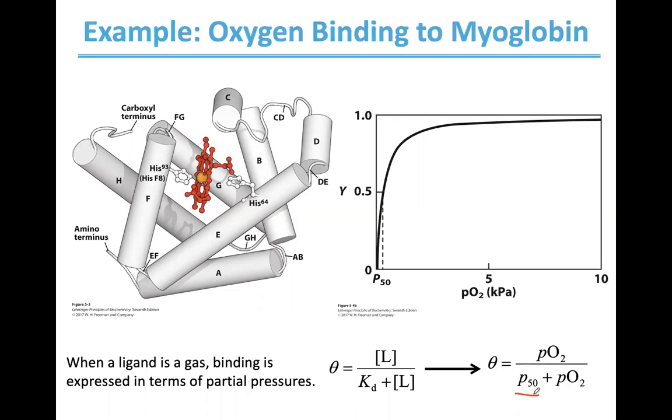Is that going to be like a constant whenever our ligand is a gas? We just put P50 there for Kd. Yeah.